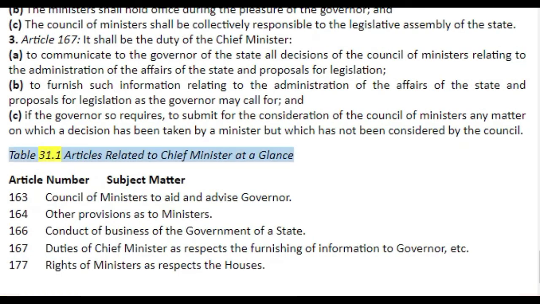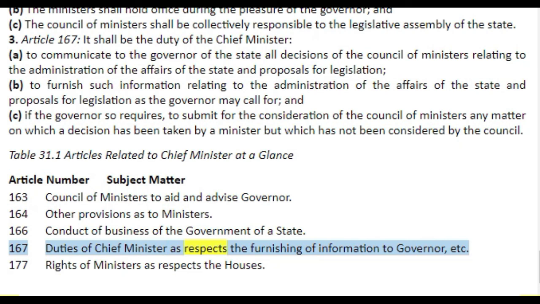Table 31.1 Articles related to Chief Minister at a glance. Article number, subject matter. 163: Council of Ministers to aid and advise Governor. 164: Other provisions as to ministers. 166: Conduct of business of the government of a state. 167: Duties of Chief Minister as respects the furnishing of information to Governor, etc. 177: Rights of ministers as respects the Houses.